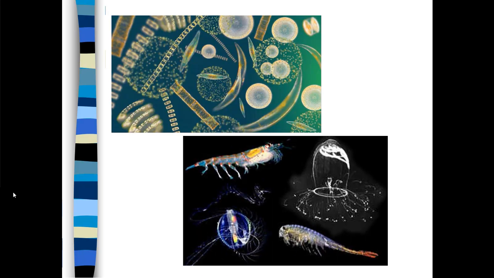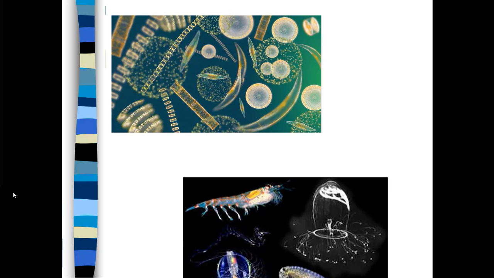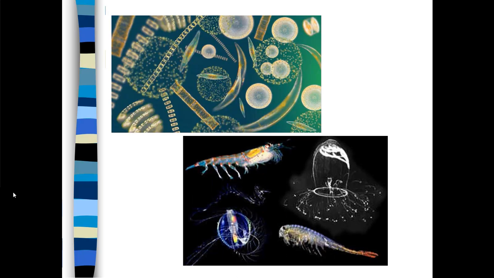Here's an assortment of plankton. You can see phytoplankton and zooplankton. Okay, I'm sorry, let me go up. This is phytoplankton only. And then we have zooplankton here, which are more animal life, and they're part of the animal kingdom. And you can see more complex structures.